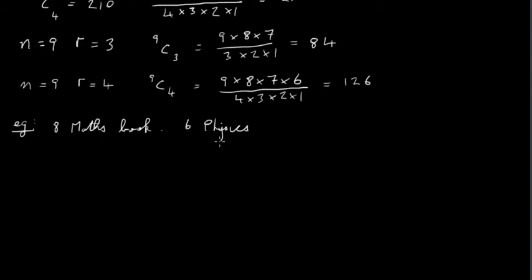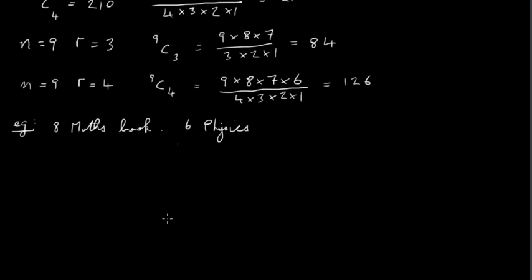Sorry, that's a Y there. So we have 6 physics books and we have 8 maths books. Now the question is, how many bundles of 5 different books? So we want to choose from these two, and we want 5 books. But we have a condition here that there must be more maths books than physics books.